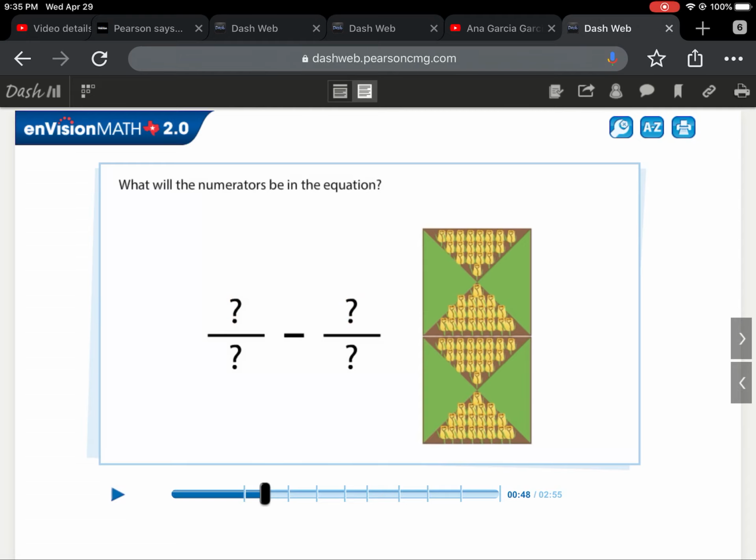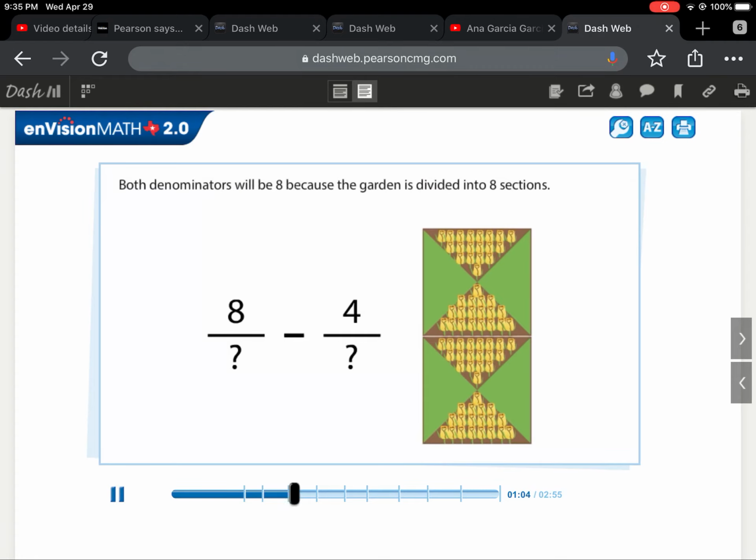What will the numerators be in the equation? The numerator for the whole is 8. The numerator for the part taken away is 4. What will the denominators be in this equation?